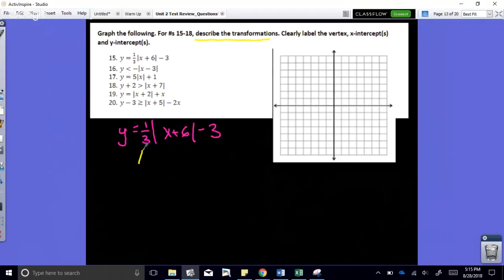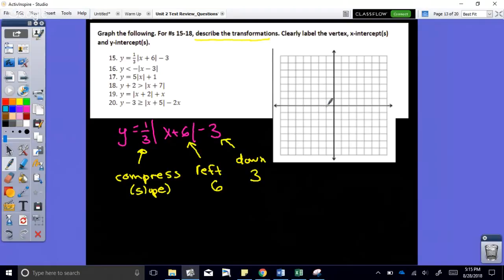So I'm going to start with 1/3 on the outside. That tells me stretch or compress. I know it is going to compress because 1/3 is a number between 0 and 1. It's also going to tell us the slope of these lines. We then have a plus 6 on the inside. Plus on the inside is going to move you left and right. It does the opposite, so the plus 6 is going to move this to the left 6. And lastly, we have a minus 3 on the outside, which is going to shift this absolute value down 3. So we can put all that together.